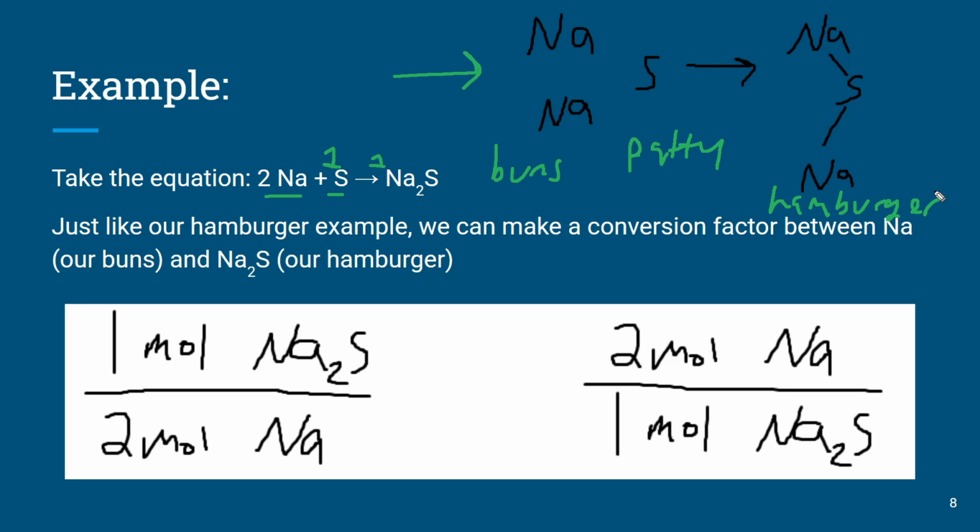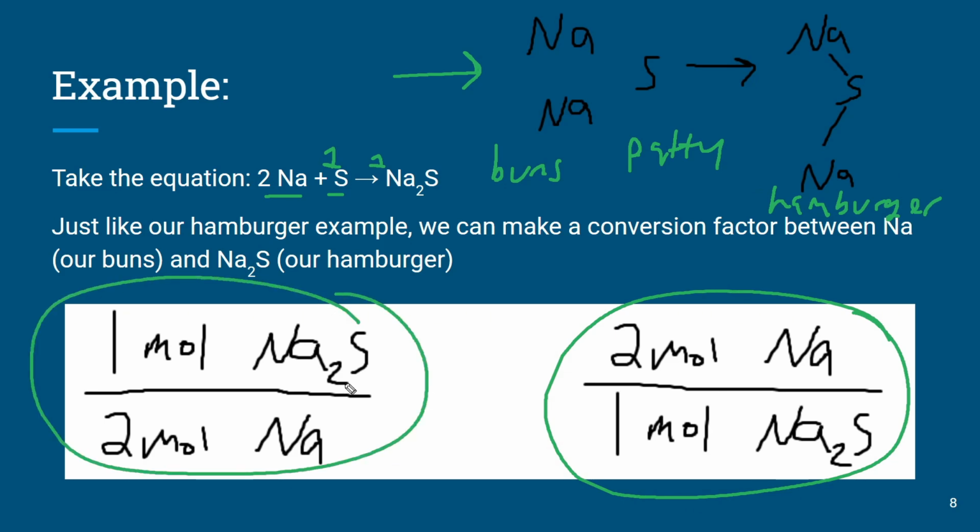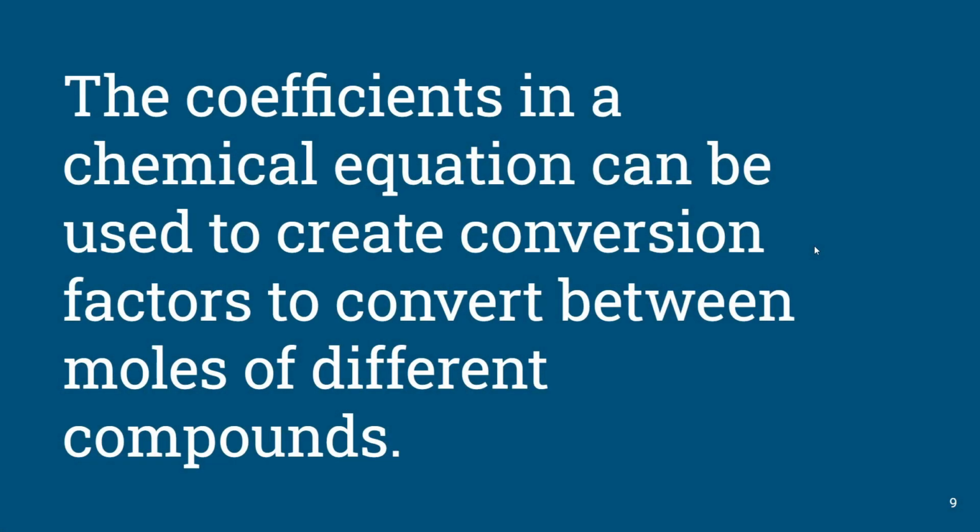So because it's that same ratio, 2 moles of sodium to 1 mole of sodium sulfide, it's always 2 to 1, just like the hamburger. And we can then create conversion factors out of this. What we end up finding is that the coefficients in a chemical equation can be used to create conversion factors between moles of different compounds. And this is used when we have a chemical equation.